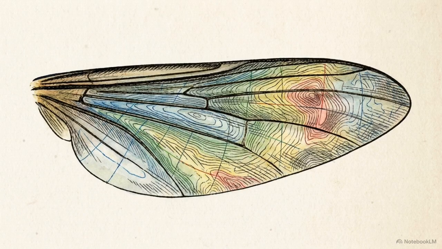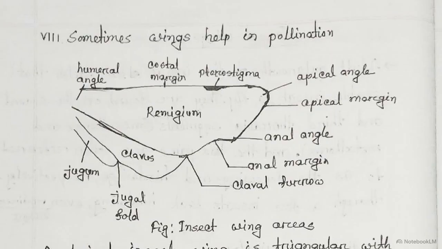Understanding these surface divisions gives you the geographic map needed to track wing venation and structural changes across different insect orders. A typical insect wing is modeled as a triangle with 3 margins and angles. The front is the costal margin, the outer is the apical, and the lower is the anal. They meet at the humeral, apical, and anal angles, respectively. Inside that triangle is the wing venation.